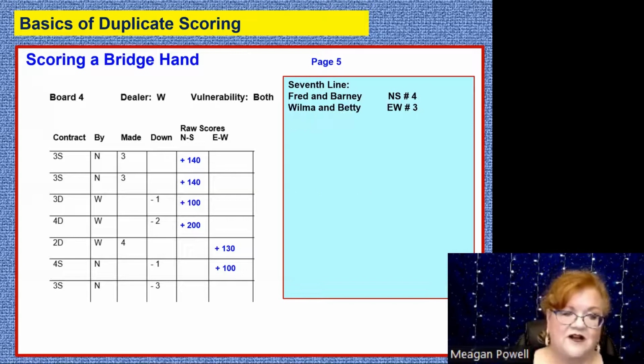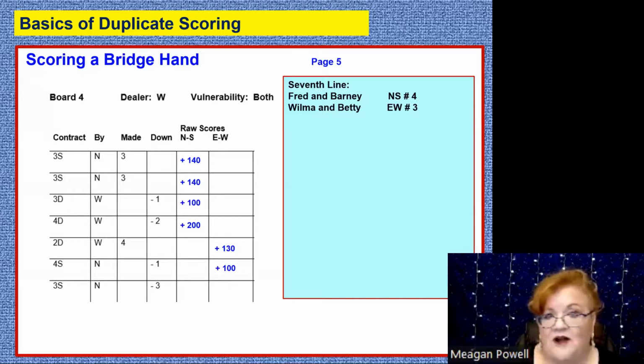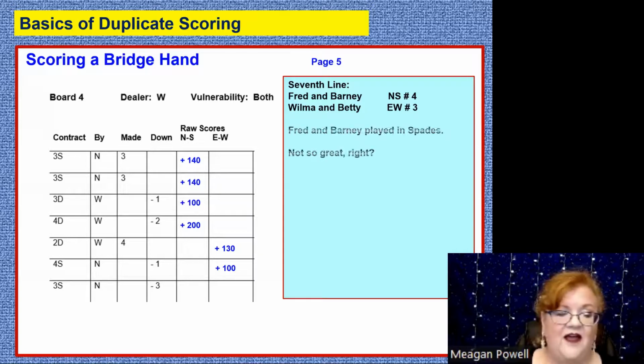Now let's look at the last line. Fred and Barney are North-South 4. Wilma and Betty are East-West 3. 3 spades by Fred and Barney. I don't know which one is declarer, but one of them is. Holy cow, what the heck happened there? That didn't go well.